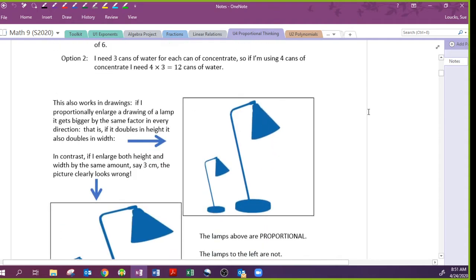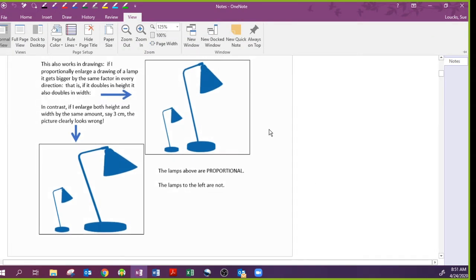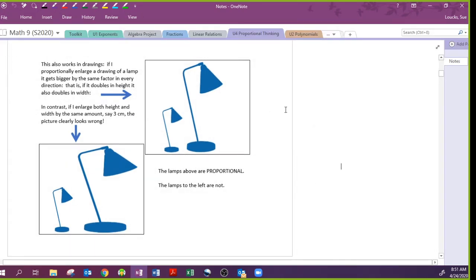And proportional thinking is kind of the thing that when you get it, it seems really obvious. But it's something that something like 60% of adults struggle with, which just floored me when I saw that statistic. Okay, I'm just going to scale this page down a little bit. When we're working with drawings, proportions are really important.